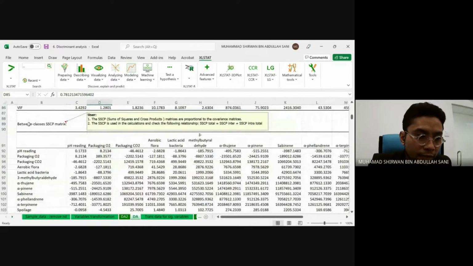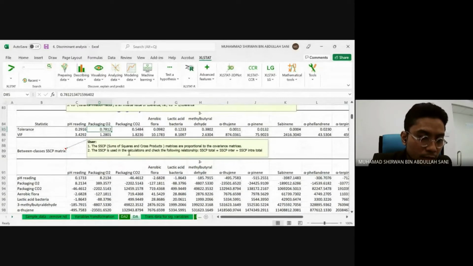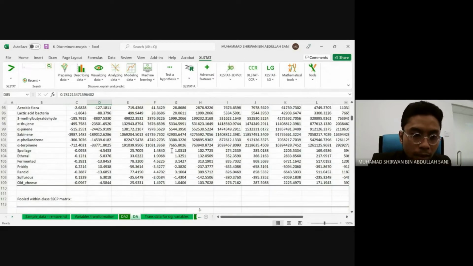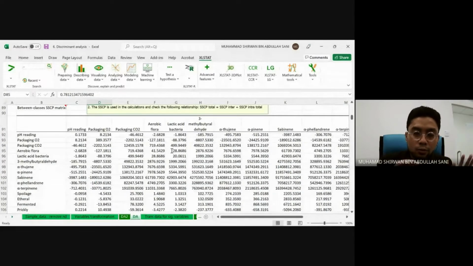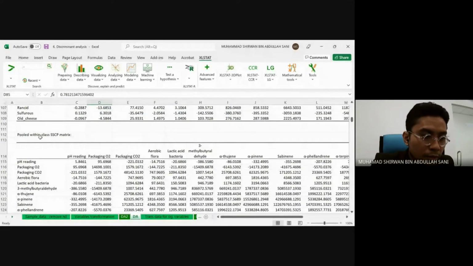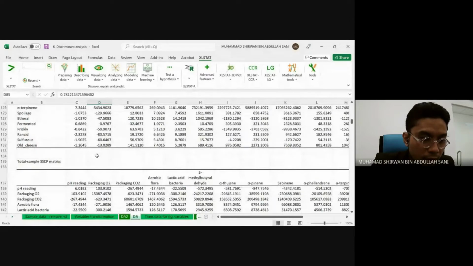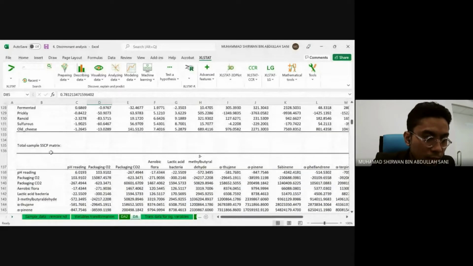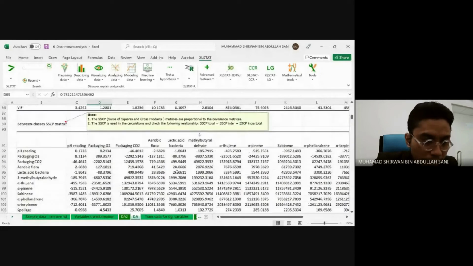Okay, and then we have the between class SSCP matrix. The SSCP matrix means sums of squares and cross products, which are proportional to the covariance matrix. This SSCP is used in the calculation to check the following relationship: SSCP total equals SSCP inter-class plus SSCP intra-class. But this one is for the statistical approach only. What we are looking for is not here yet. So we have the pooled within class SSCP matrix. This is also still a calculation. This is the total sample SSCP matrix that will be calculated to get this result.